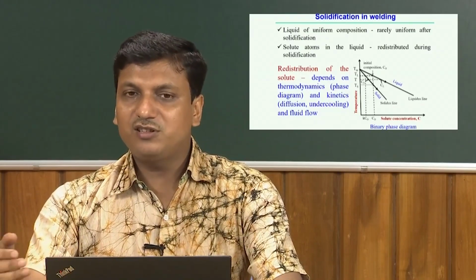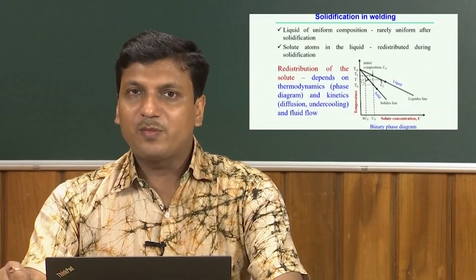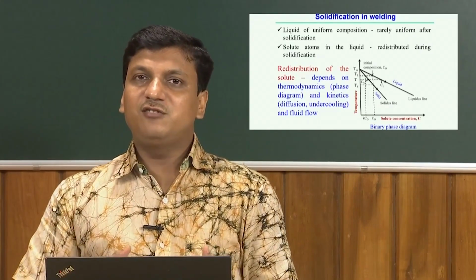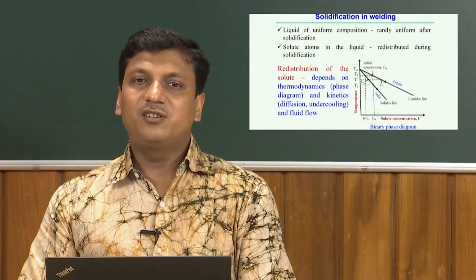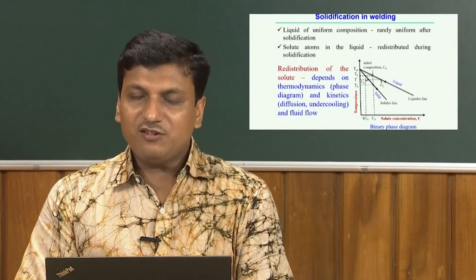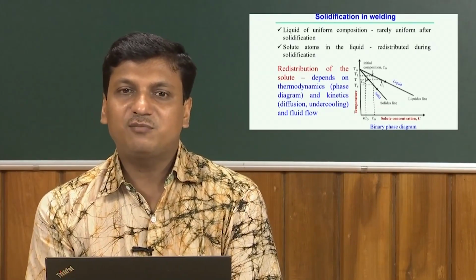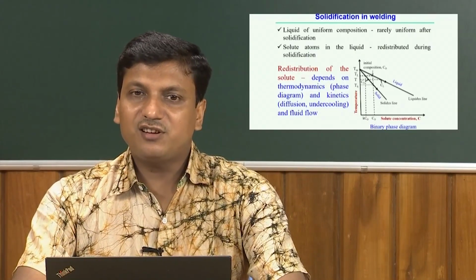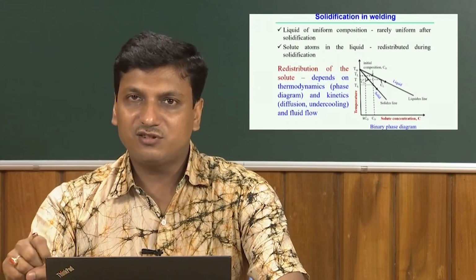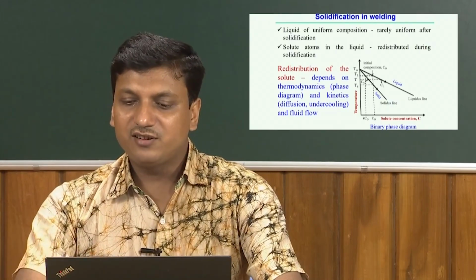Of course, undercooling, the kinetics, and fluid flow are all influencing factors for the redistribution of solute atoms in a binary alloy system. Now, if we look at a typical binary phase diagram, here you can see a liquidus line, and we represent the liquidus and solidus lines as straight lines.